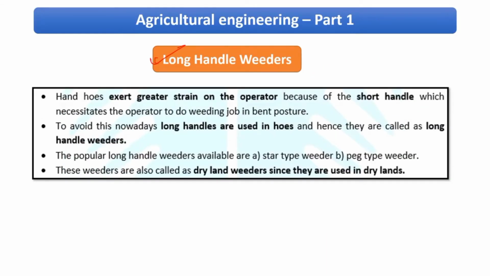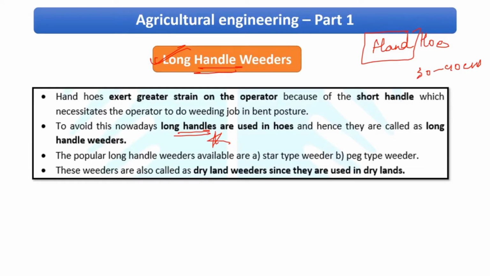Then you have long handle weeders. Just now we were seeing the hand hoe, which by name itself is manually operated, and the handle was just 30 to 40 centimeter long. Because the handle is short, it exerts a lot of pressure on the person using that equipment, because you will have a bent posture there. But to relieve that pain, or to ease the work of the farmers, you can use long handle weeders, which obviously have long handles. So the only basic difference between the two is the short handle here and the long handle there.